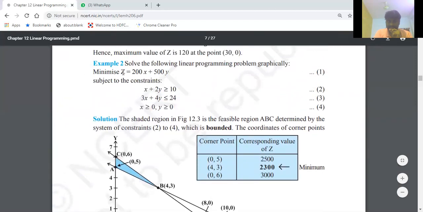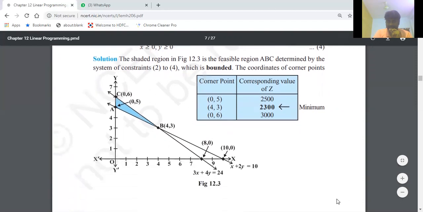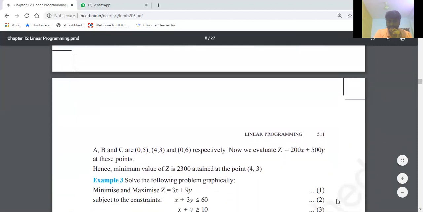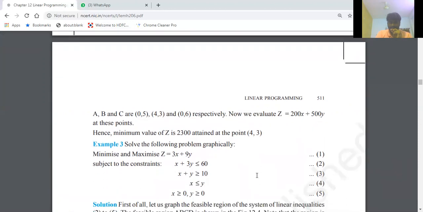Minimize. So minimize means where we get the minimum value; that point is the minimum point and that value is the minimum value. See how the conclusion was written here. Hence the minimum value of Z is 2300 at the point 4, 3. Clear? Easy? So let us stop here anyway. Of course, we can go forward, but let us observe these examples.